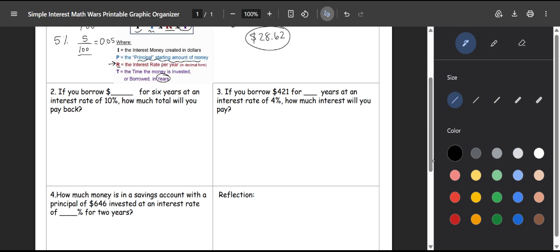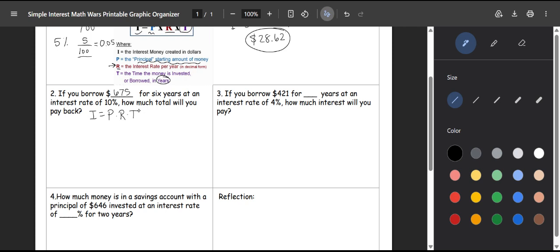All right, number 2, if you borrow $675 for 6 years at an interest rate of 10%, how much total will you pay back? So let's start by writing our formula. Interest equals principal times rate times time. And we're going to first calculate our interest, because to know how much we pay back, we have to know the interest as well as how much we borrowed. So we'll do 675, that's our principal, times our rate is 10%, written as a decimal. We already did that. That is 0.1 or 0.10.